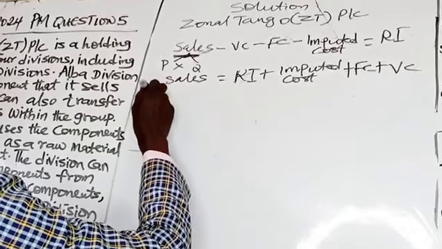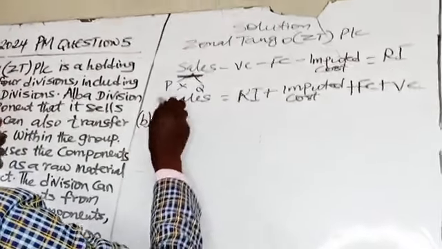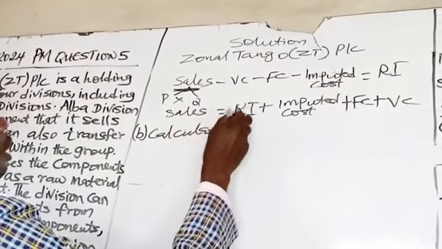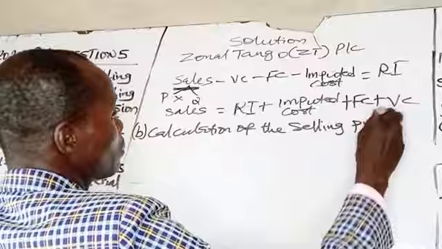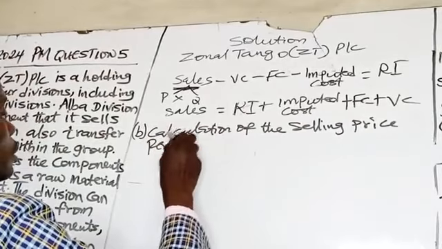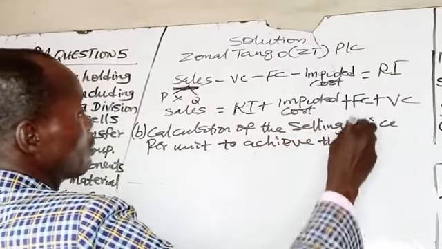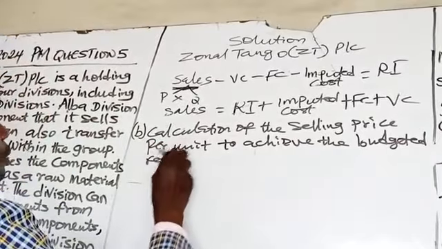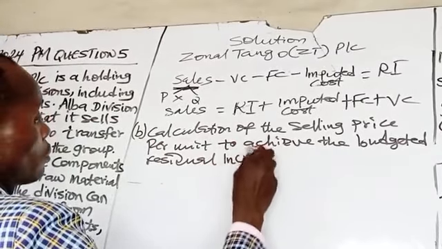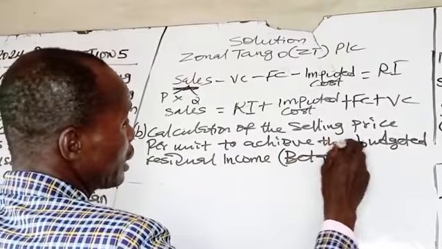This is still a workback, just like A. This is the solution to B. Calculation of selling price per unit to achieve the budgeted residual income of beta division.